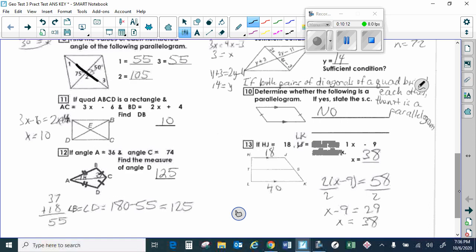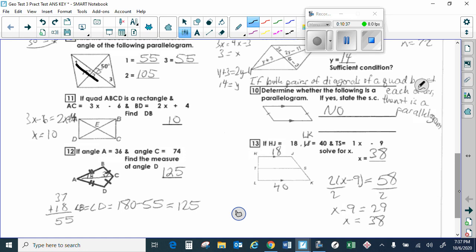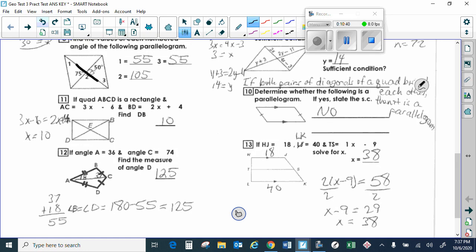Number 10, determine whether the following is a parallelogram. It is not. This is close to number 5 on the sufficient conditions. But number 5 says if one pair of sides is parallel and congruent, so it would have been like that, and then it would have been a parallelogram. But the hash marks are on the opposite sides over here, not on the same as the parallel. So that does not work. So the answer is no in this case. So I showed you what it would have to look like to be a yes.